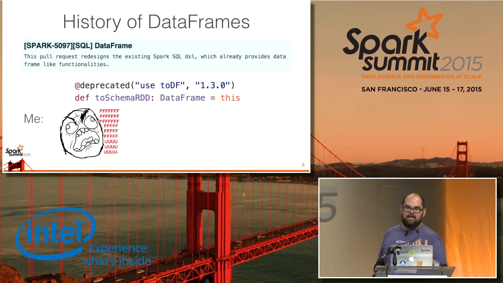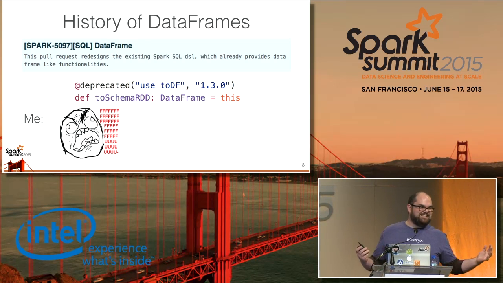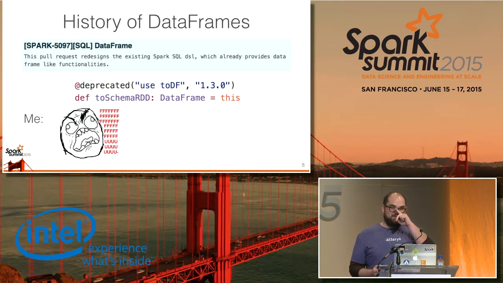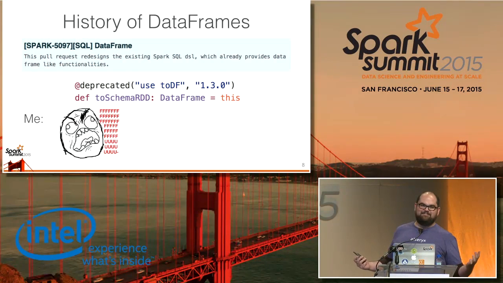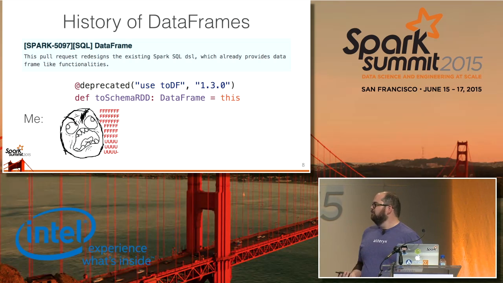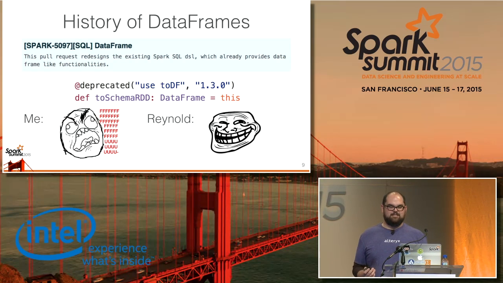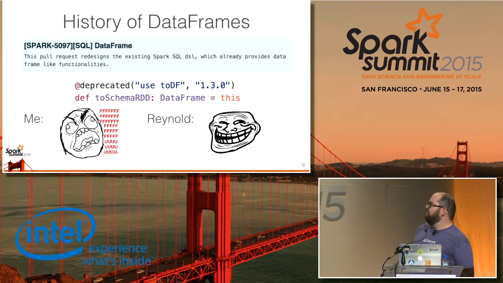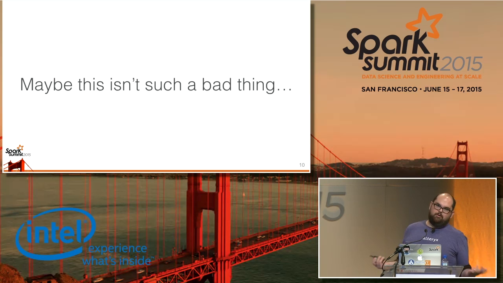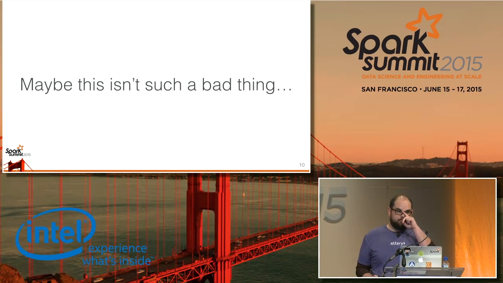So this was me upon seeing this, because I had just spent quite a while trying to figure out schema RDDs only to find out that there was a brand new thing. And this is how I imagine that Reynold probably looked over on his side. And now I know that probably wasn't the case, and he had the right intentions, but that's about how I felt. But then I thought, okay, well, maybe this isn't such a bad thing.